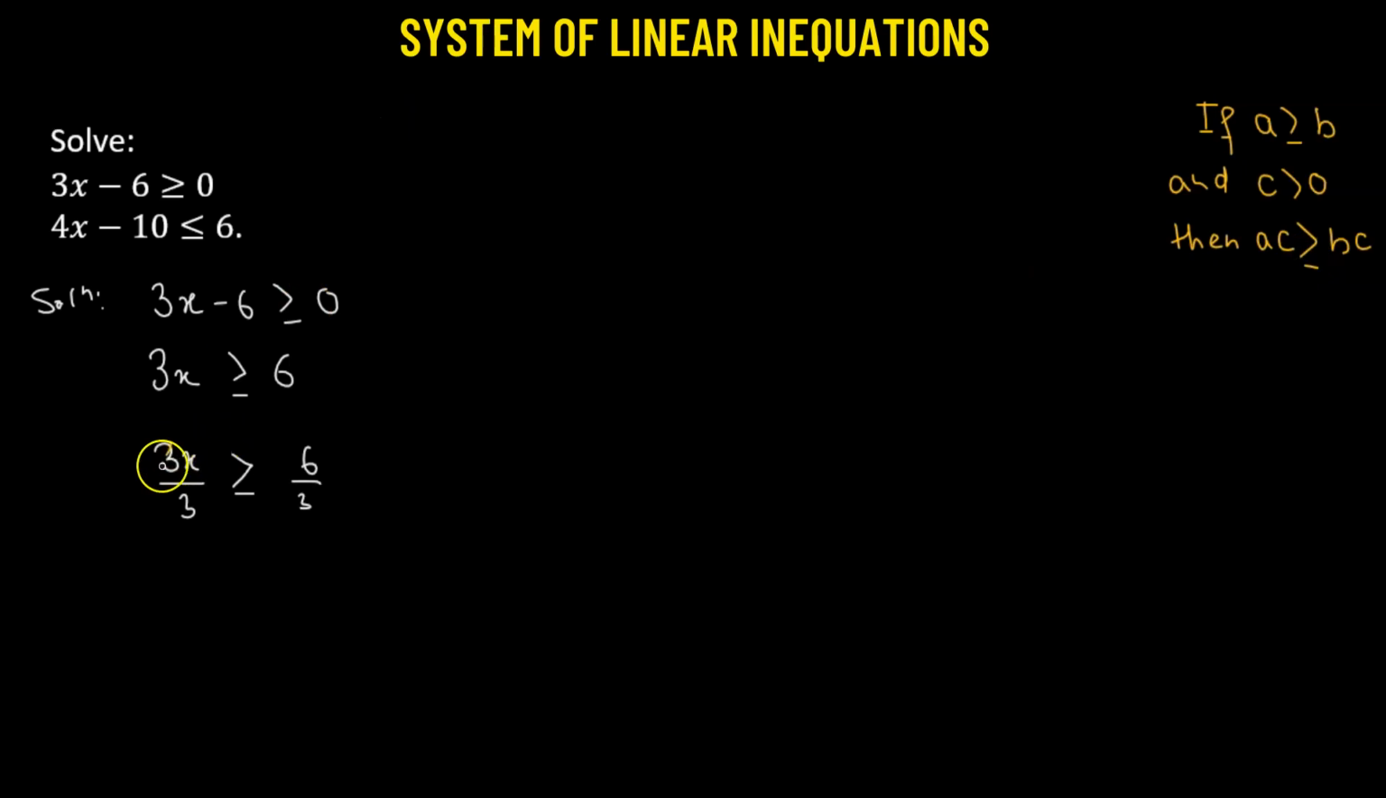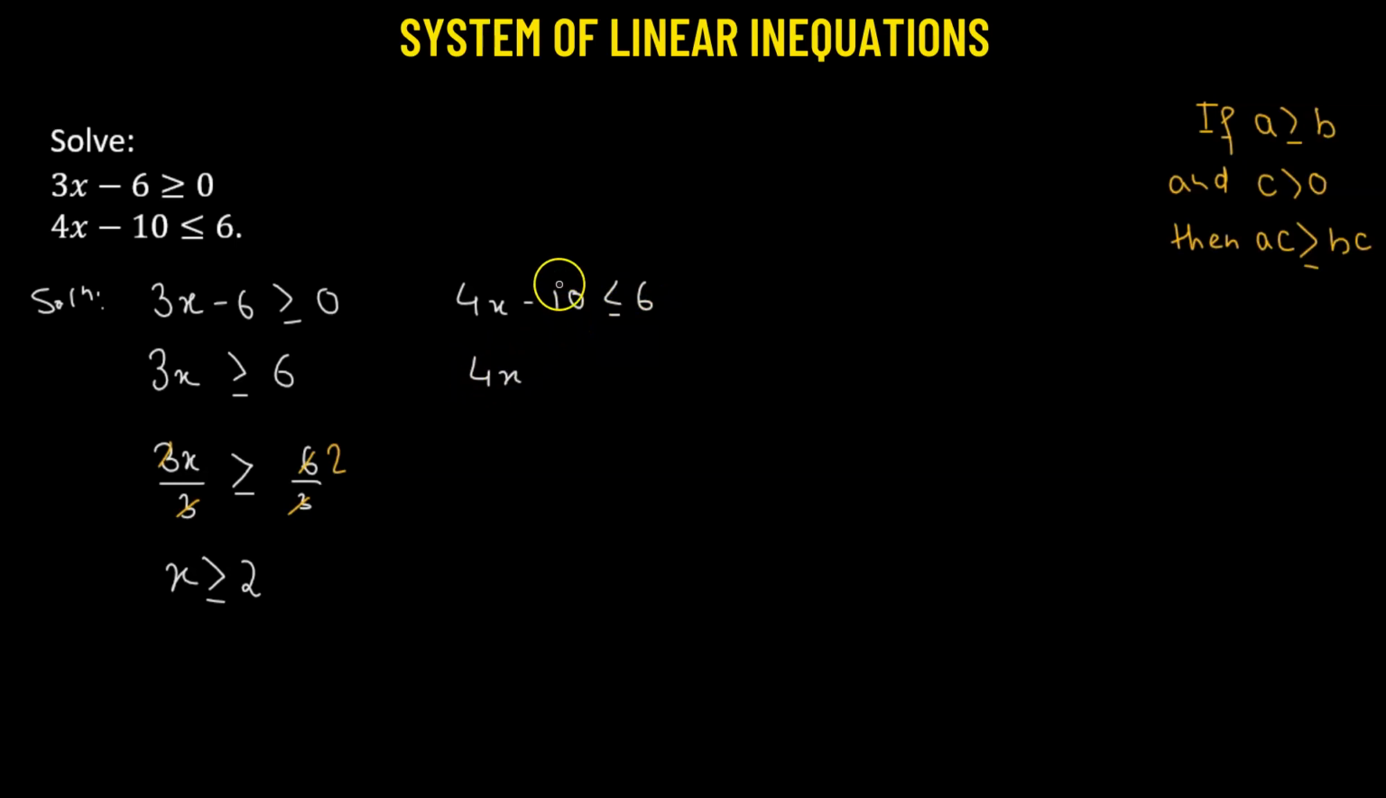Right. So the 3 and 3 get cancelled out, and 3 times 2 is 6. So that leaves us with x greater than or equal to 2. So this is one solution that we have obtained by solving the first linear inequality. Now let's come to the second linear inequality. So here we have 4x minus 10 is less than or equal to 6.